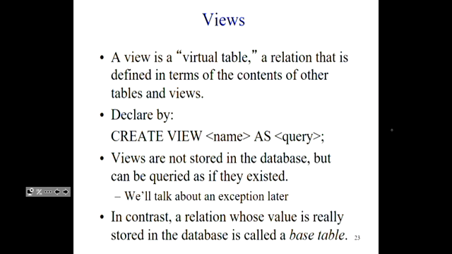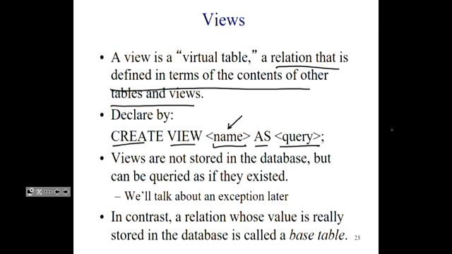The way you declare a view is to say create view name as some subquery. You say that the results of this query, I'm giving it a name, and I'm going to refer to that using that name. In a sense, it's a relation that is defined in terms of the contents of other tables and other views. So I could certainly refer to a view within a regular SQL statement, just like any other relation. Basically, a view is a virtual table, a named query result, and I can treat it like a regular table.